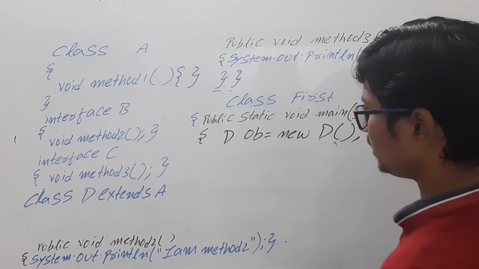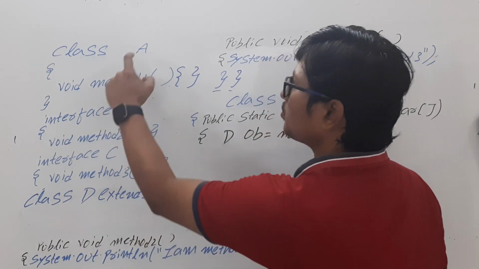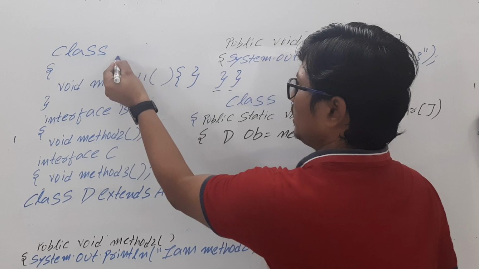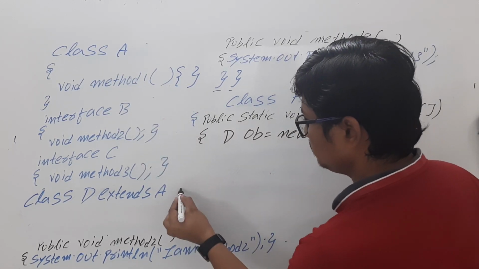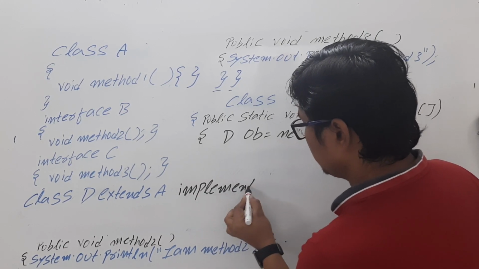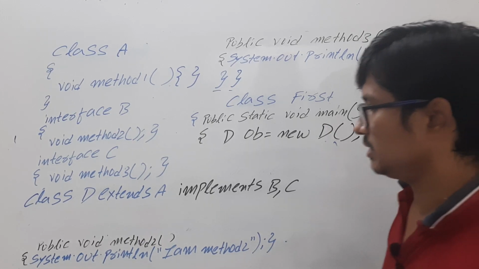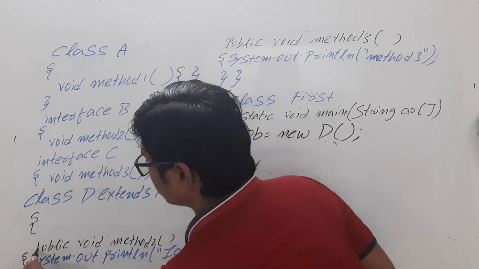First we need to achieve the multiple inheritance. Class D extending the properties of class A. There should not be this much space. Class D extends class A implements interface B, interface C. So like this also you can achieve multiple inheritance. Among them one can be a class.